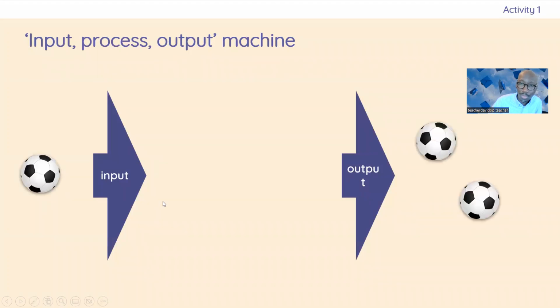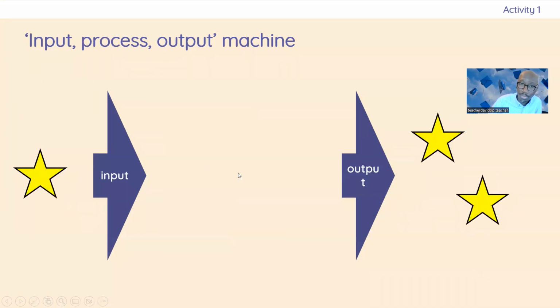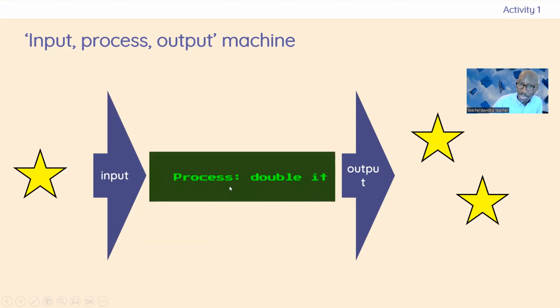Football, 2 footballs. So something's happened here. There's been something in this process that's produced 2 footballs. Yep. Star, input, 2 stars. So maybe there's some maths going on here. Maybe we'll do some cross-curriculum activities as we go through, okay? So it doubled it. So the process is doubling it. So we have some kind of maths thing going on here that's doubling our input.